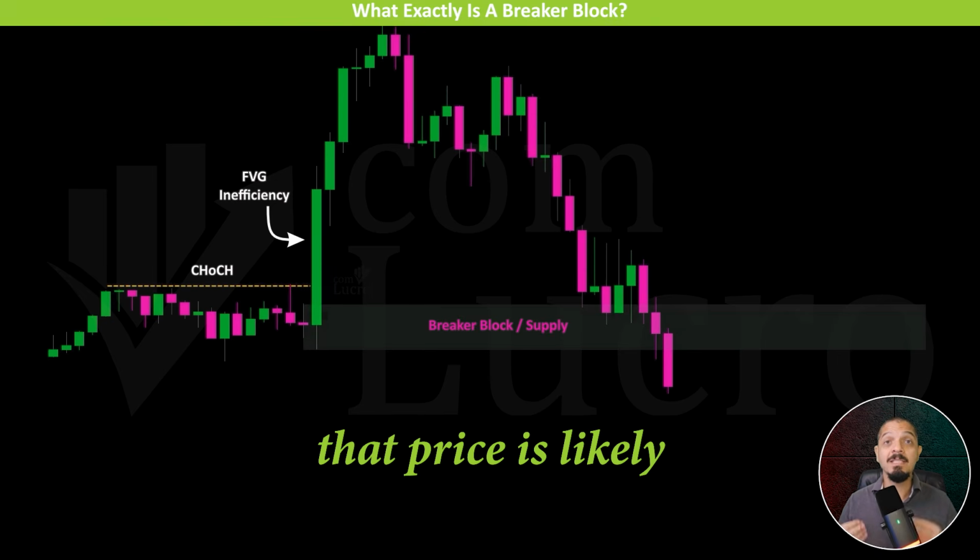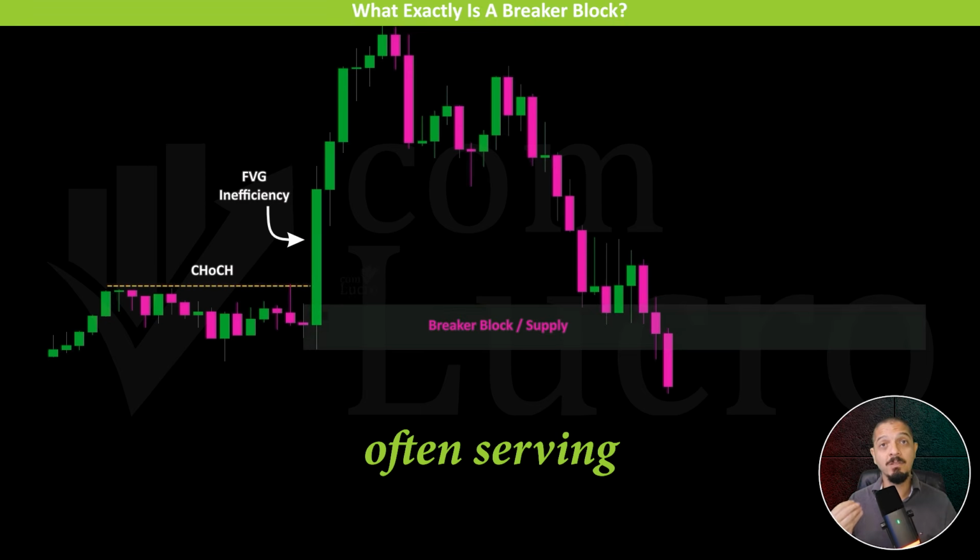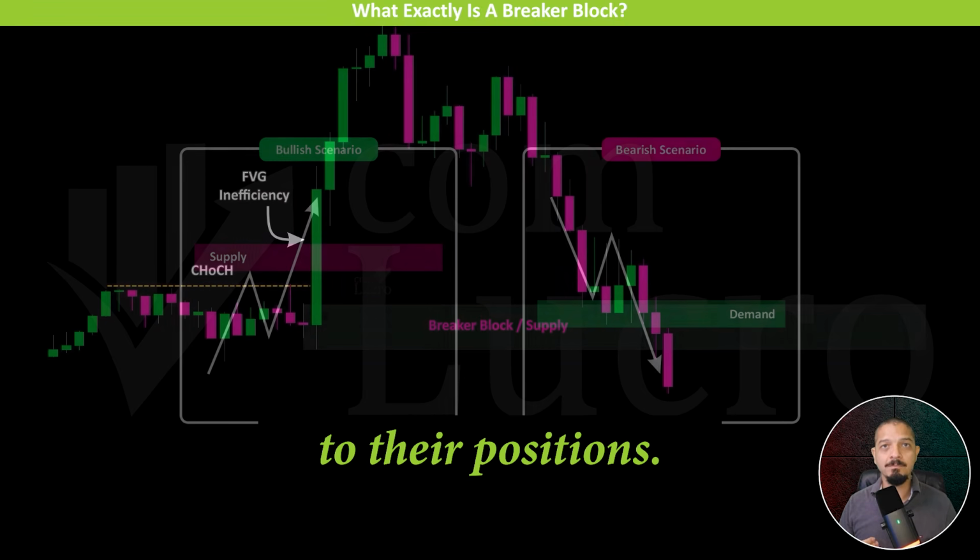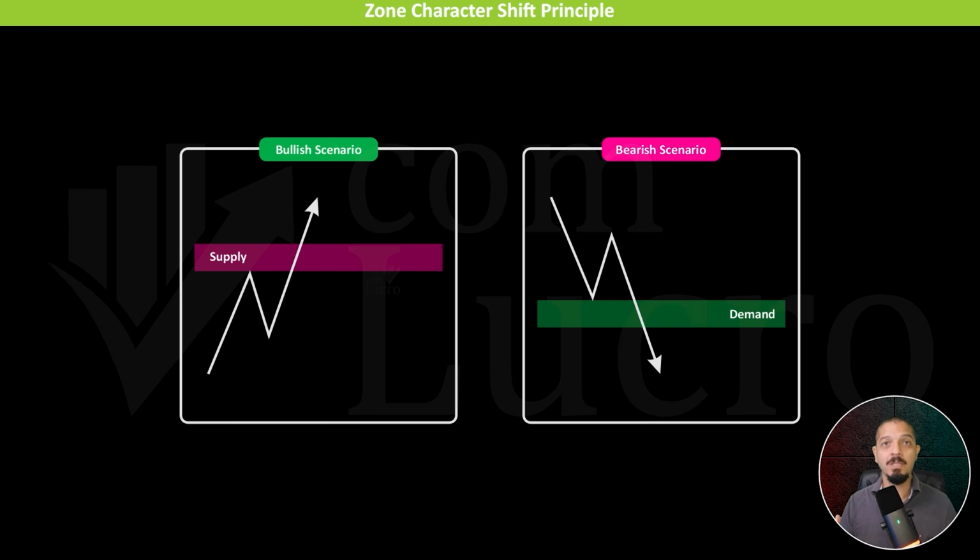an area that price is likely to revisit, often serving as a mitigation point and a location where traders add to their positions. There is also an important principle to keep in mind. Whenever price breaks through a key demand or supply zone without showing respect, that zone automatically shifts its characteristic. A supply zone becomes demand, and a demand zone becomes supply. The same principle applies to order blocks.